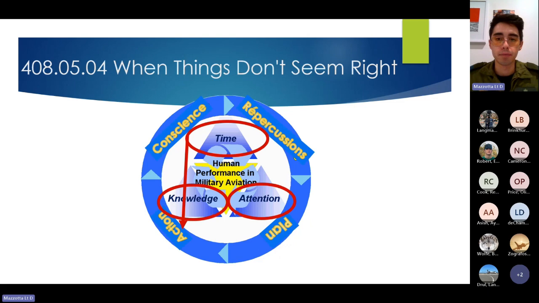So, do you think it's acceptable to proceed straight from awareness to action? I'll let you guys either put something in the chat or come off of mute if you'd like. Is it ever acceptable to proceed straight from awareness to action? And if you think so, could you give some examples?